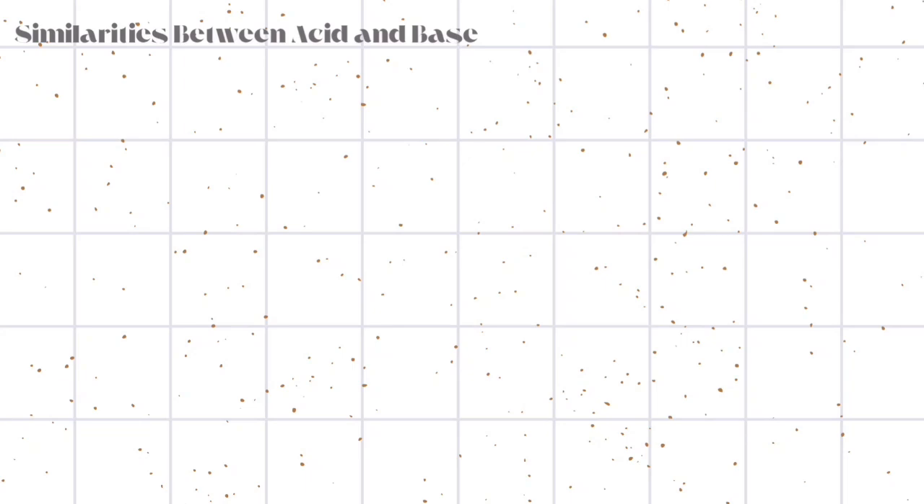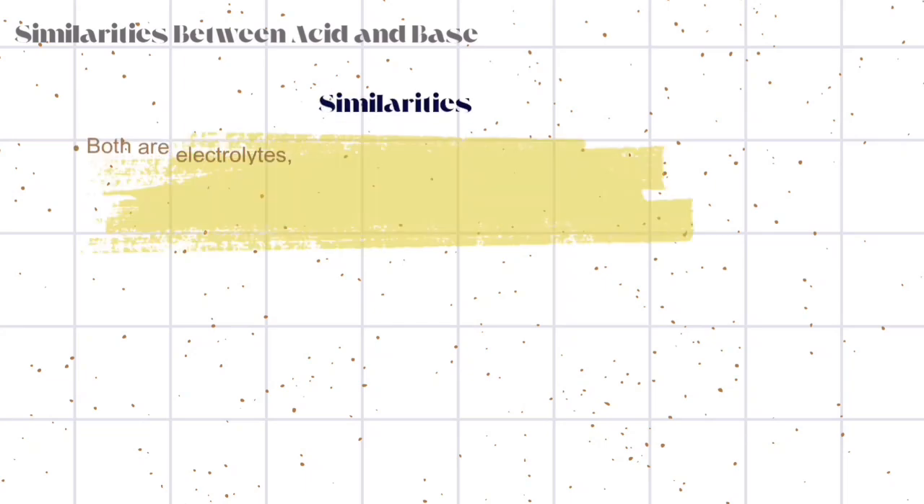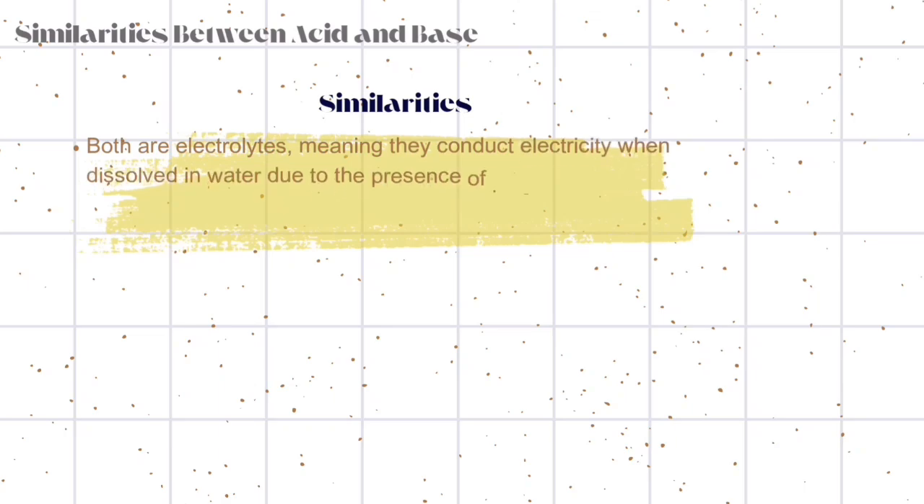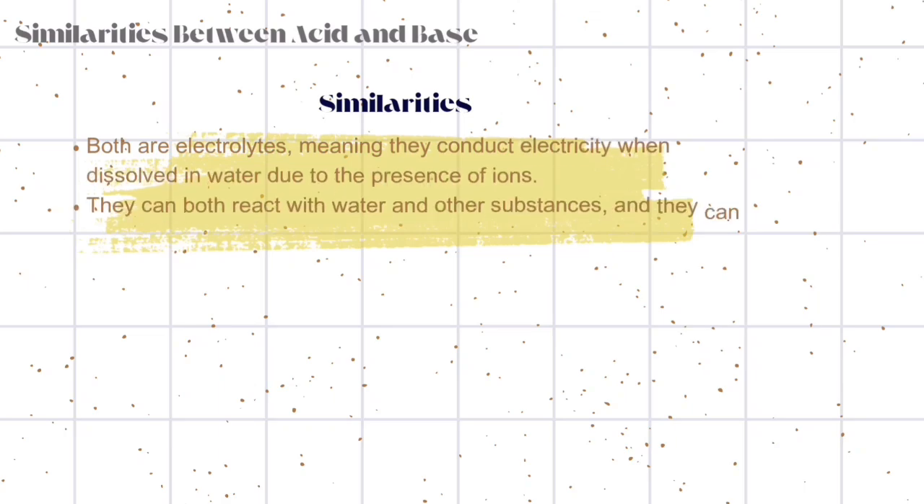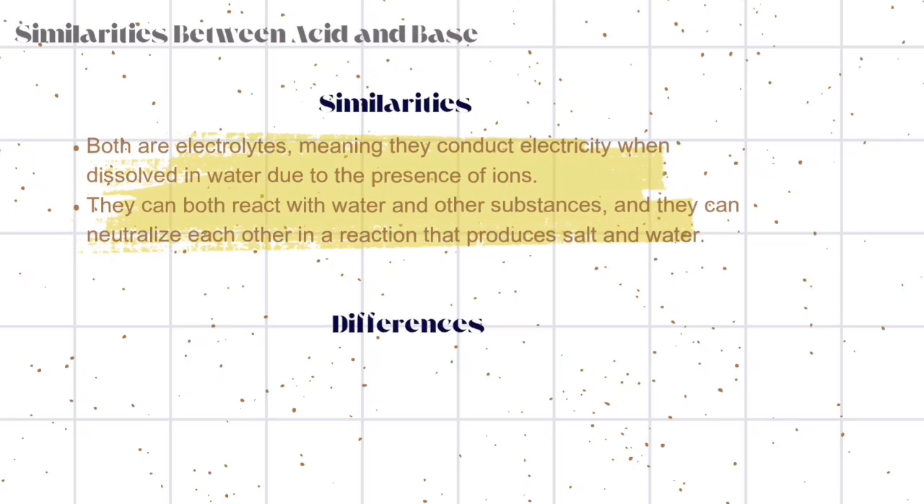Next, we will go through the similarities between acid and base. Here we will discuss the similarities and differences between them. Similarities between acid and base: both are electrolytes, and both can react with water and substances to produce salts and water.